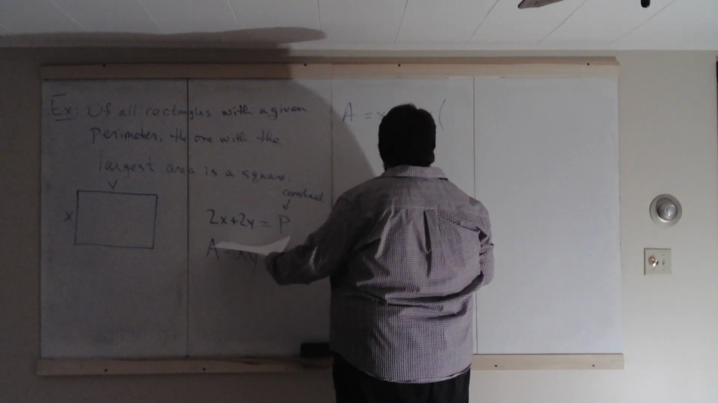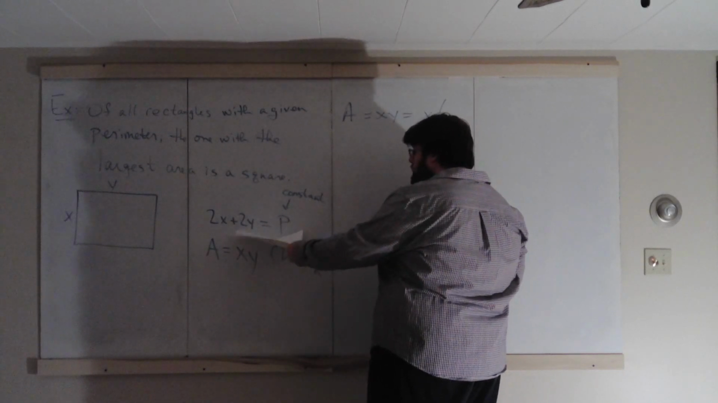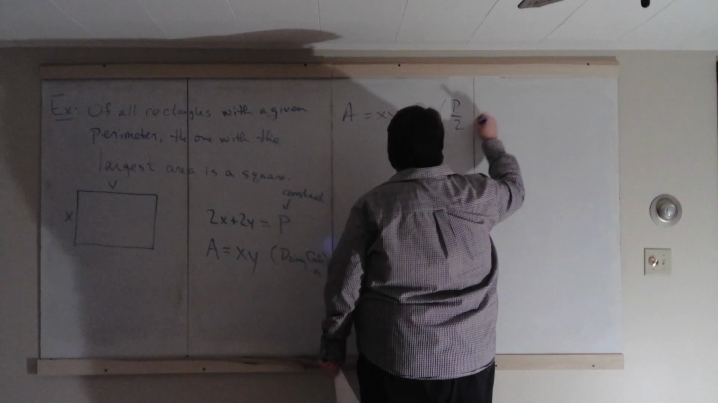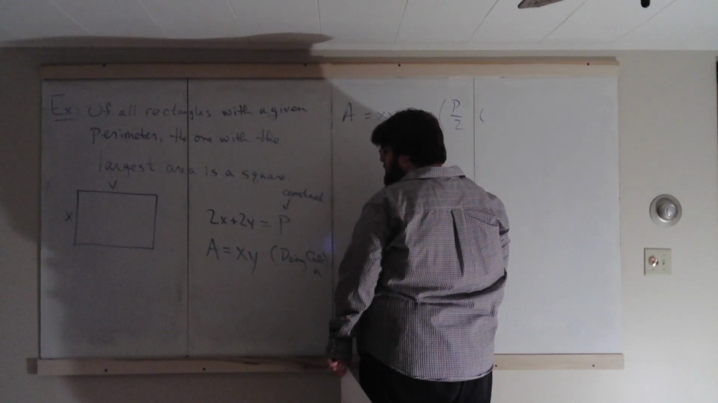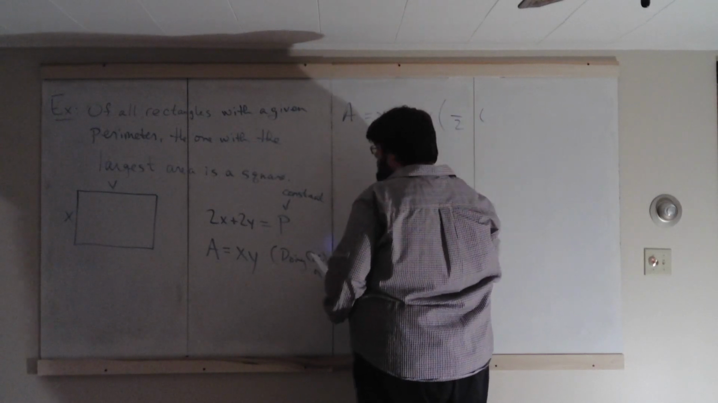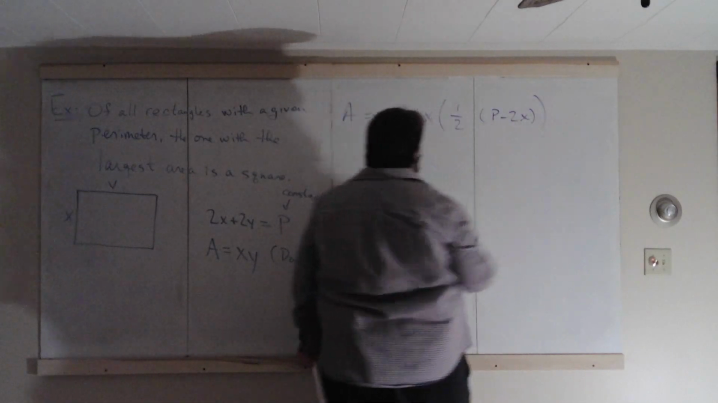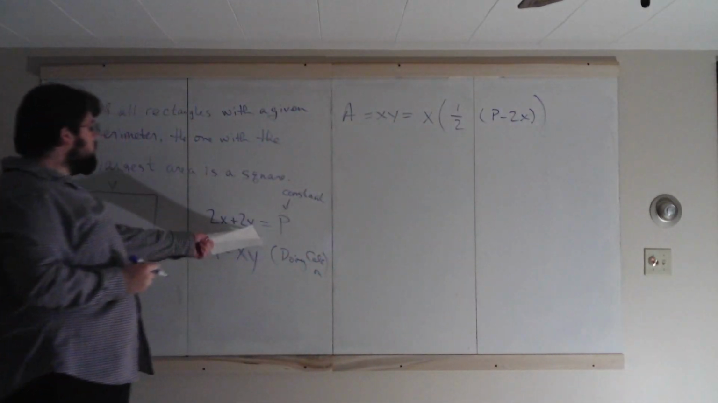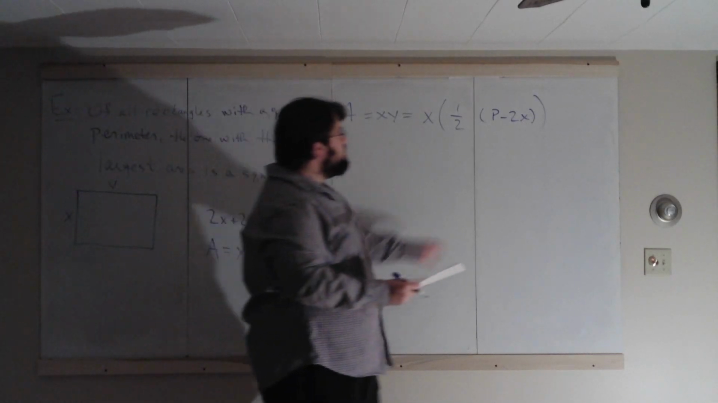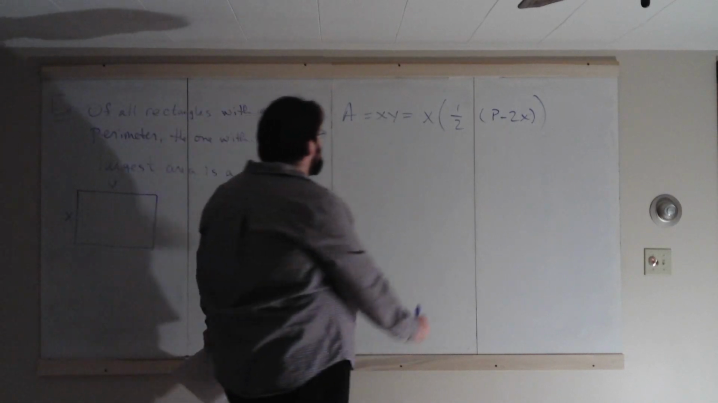Solve this for, what are we solving for? y. Solve it for y. You get P minus 2x divided by 2. Solve this for y. Subtract 2x. This is P minus 2x. Divide by 2. And now let's just simplify this.